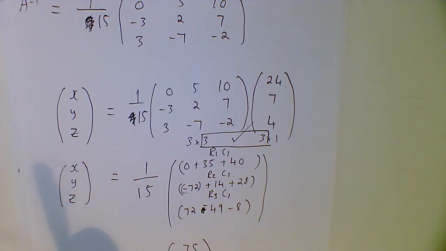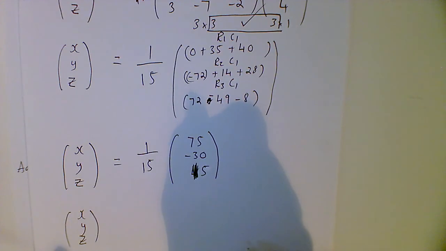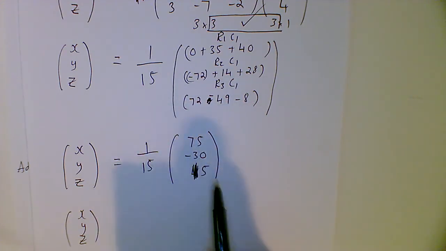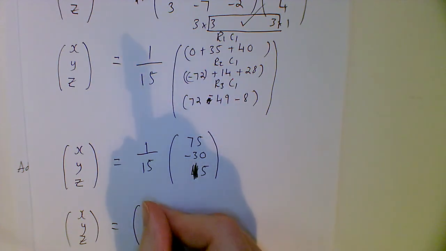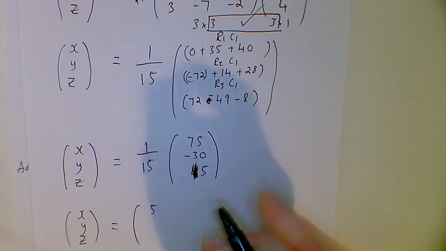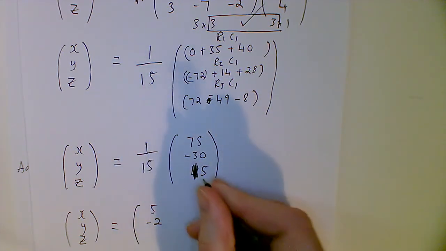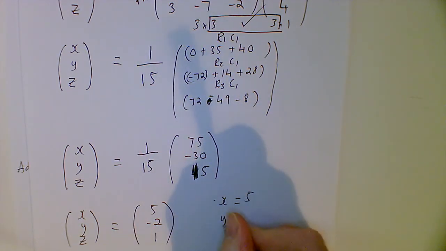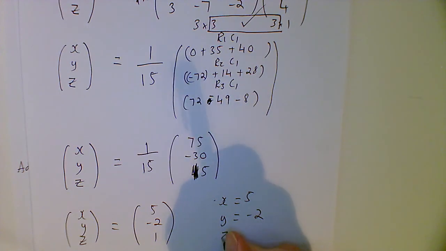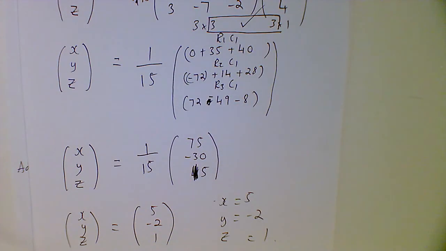Right, so you absorb those in. So 75, negative 30 and 15, you absorb that in, so that's 75 divided by 15, which is 5, negative 30 divided by 15, which is negative 2, and 15 divided by 15, which is 1. So x is 5, y is negative 2, z equals 1.